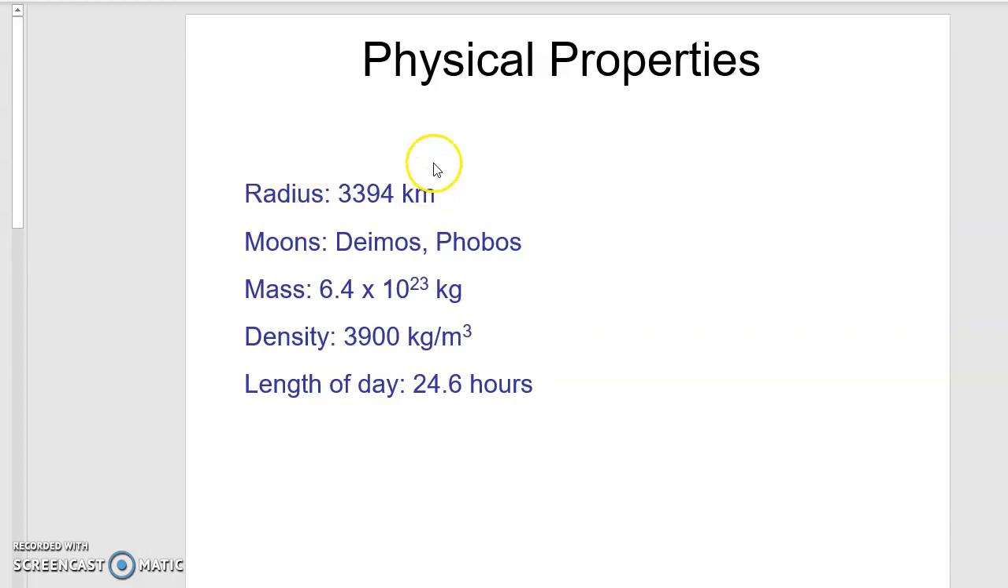First of all, Mars is a little bit smaller than the Earth, a little bit more dense, but the days are about the same length, so it's a little bit longer days. These two things, that it's a less massive planet and has a smaller radius, make the gravity on Mars much, much less.